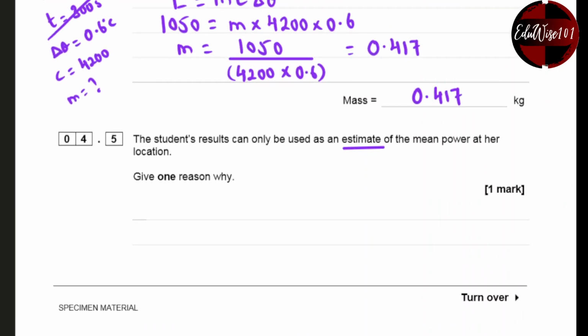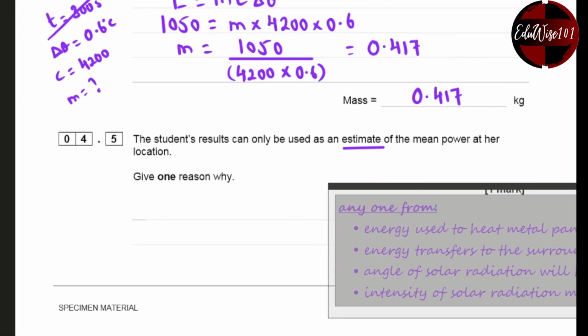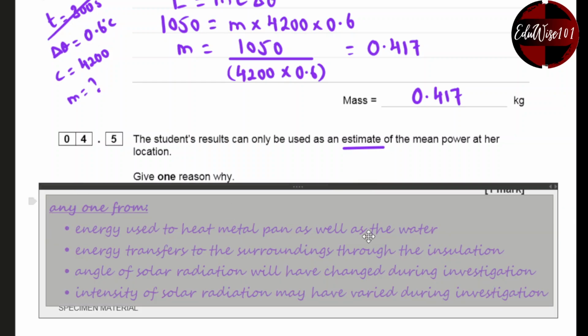So during that 5 minutes, the sunlight could have actually changed. A cloud could have blocked the amount of sunlight received. The sun's position could have changed, right? Some of the energy could have been lost from the pan, even though there was insulation. So it is not accurate. It is just an estimate for any of these reasons. So you could write down any of these reasons.